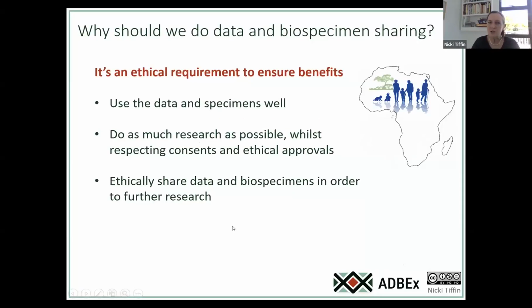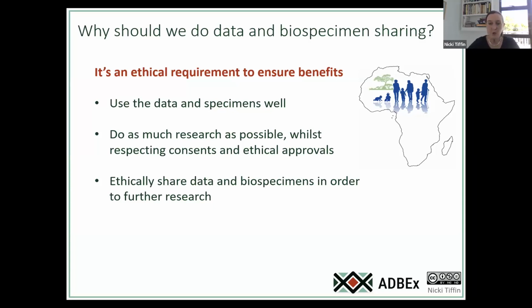Why should we be doing data and biospecimen sharing? I'm sure everyone is on board with this, but I think it's always nice to revisit and remind ourselves why it's important to share data and biospecimens that we collect when we're doing research. It's really an ethical requirement. We ask a lot of participants in research. We put a lot of resources into collecting data and biospecimens, and we really are ethically obliged to use those data and biospecimens as well as we can to do as much research as possible.